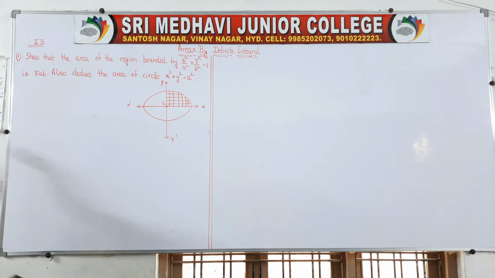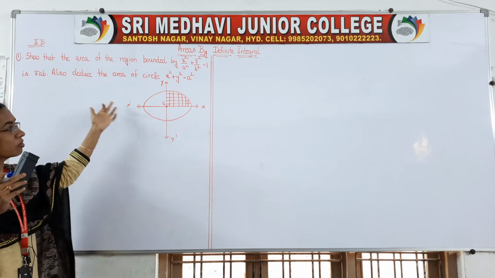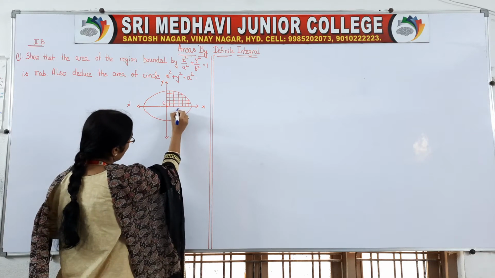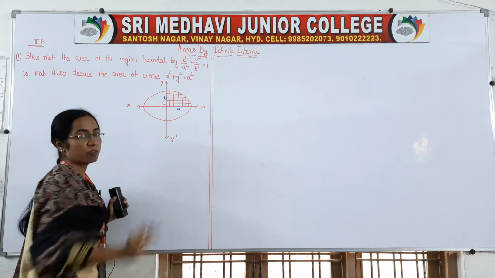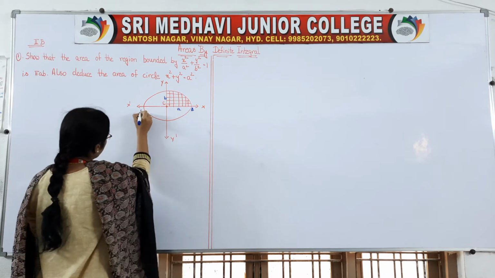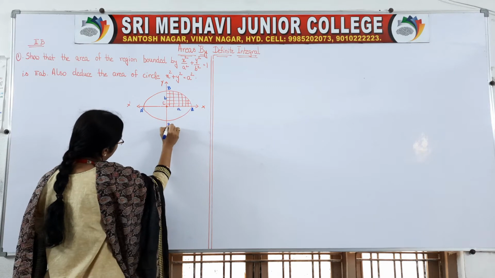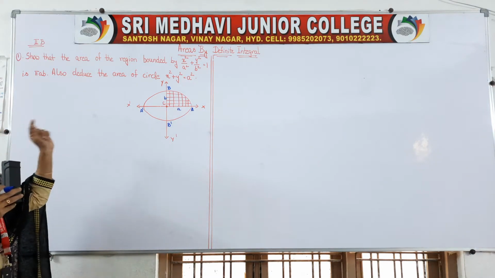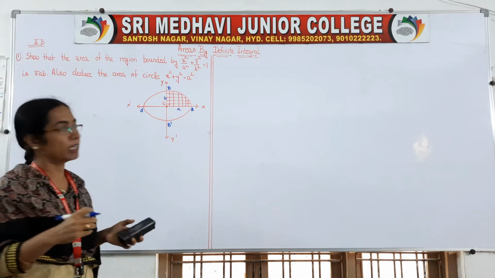So that means it differs with these A and B values. According to the shape, A and B will be different, right? This is your A and this length is B, this length is your A, right? So we can write this as A dash, and this is B dash. Okay, so I also deduce the area of the circle x square plus y square is equal to a square.